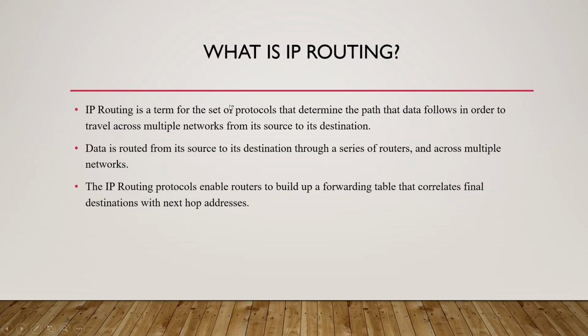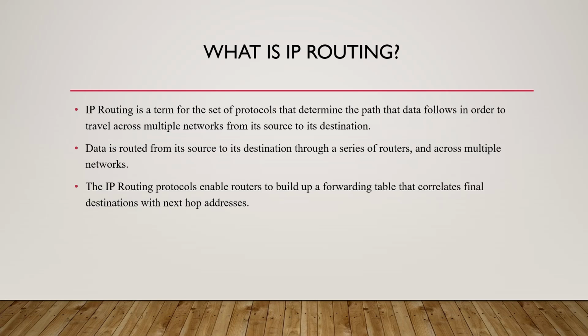So what is basically IP routing? IP routing is a term for the set of protocols that determine the path that data follows in order to travel across multiple networks from its source to its destination. So it's a protocol that is followed so that we can send the data from source to destination, like from router 1 to router 2. IP routing allows us to control the flow of routing data to and from the routing tables.